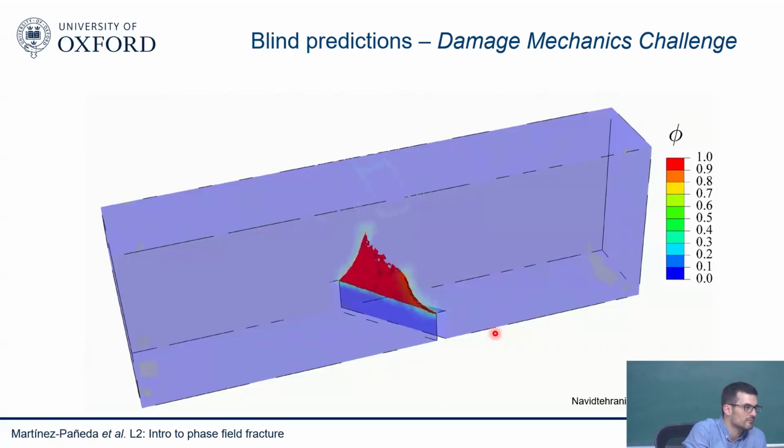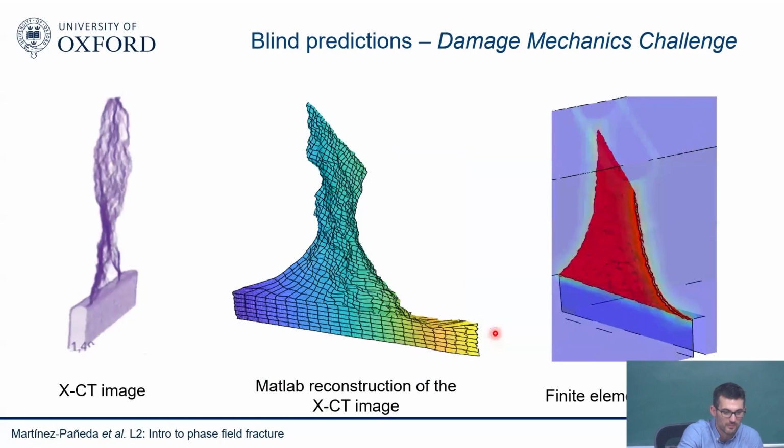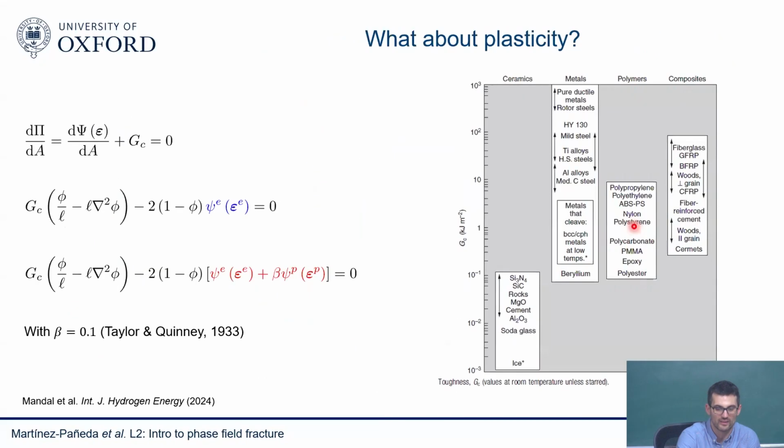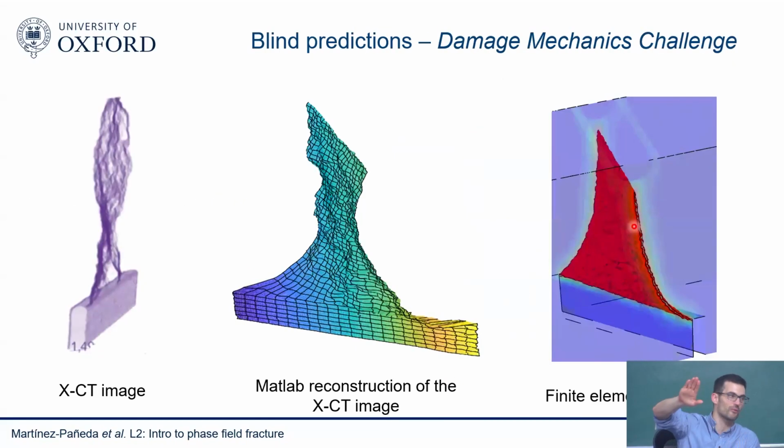You don't have to perform an experimental proof for this? No, they did the experiment. They measured it with XCT, and this is the MATLAB reconstruction of their XCT images. So this is the comparison between the experiment and the finite element prediction. I don't know if I included it, but the force displacement curve was also in very good agreement. And this is what they got out of the XCT.